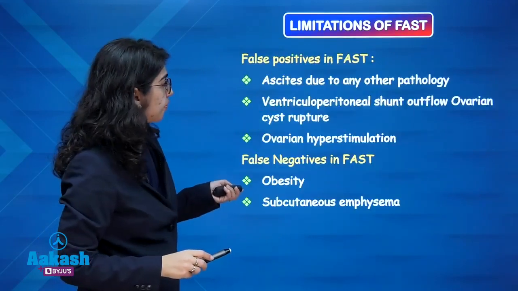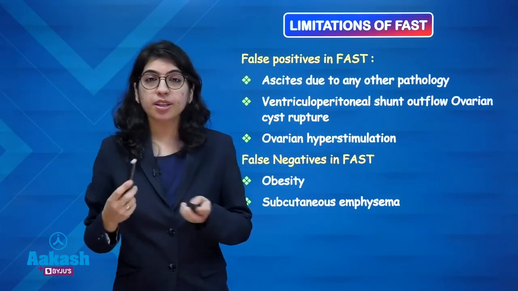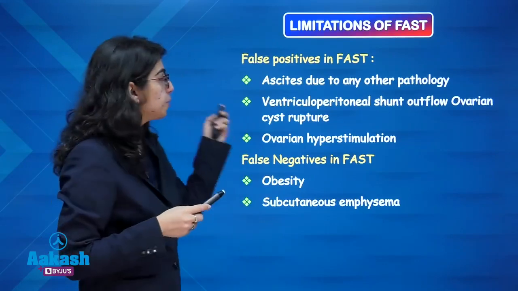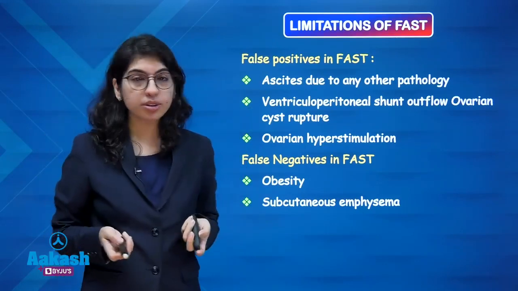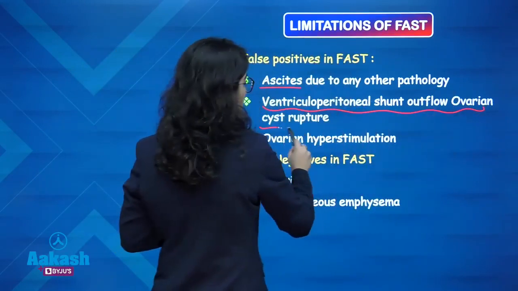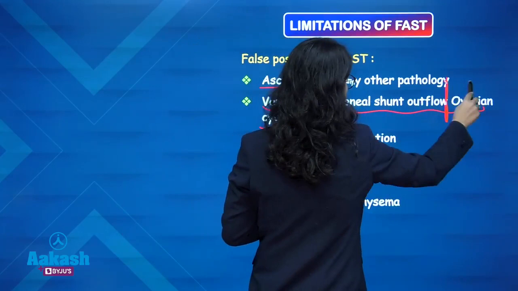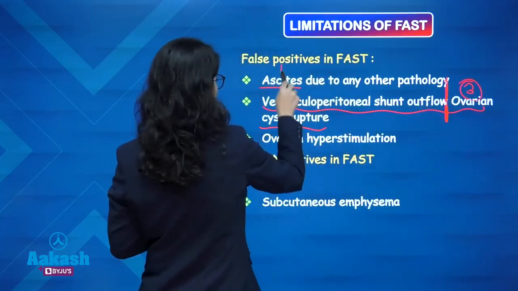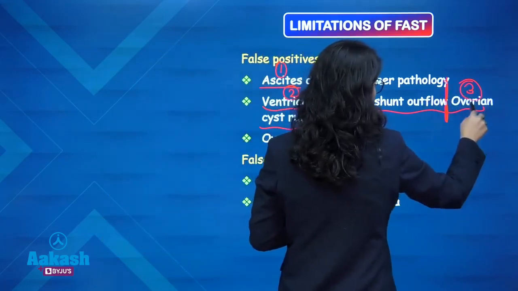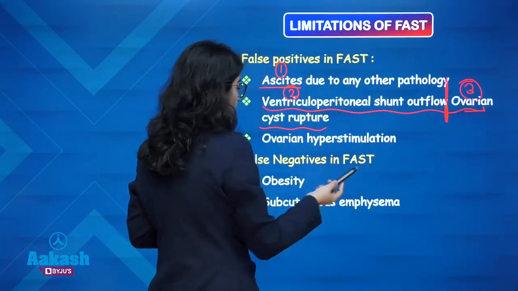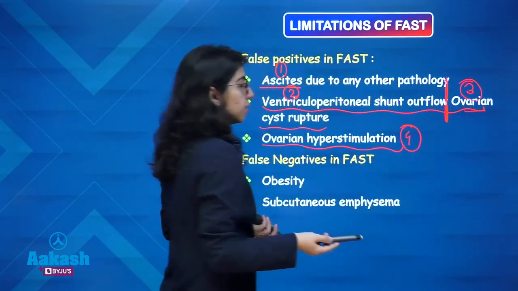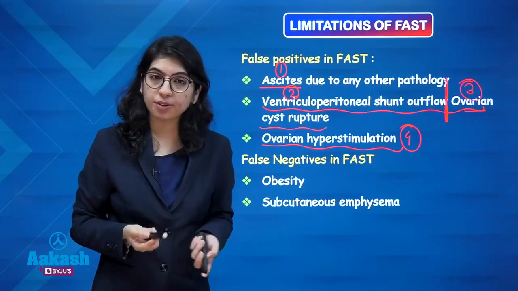Okay. What are false positives? There is fluid in the abdominal cavity, but it is not because of the trauma. It could be because of ascites or any other cause. The patient may have a ventriculoperitoneal shunt outflow. It could be a ruptured ovarian cyst, or ovarian hyperstimulation syndrome. So any other cause of fluid in the abdominal cavity which is not because of trauma is a false positive case.